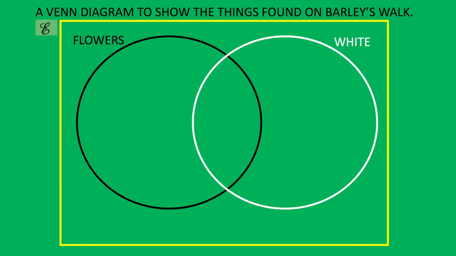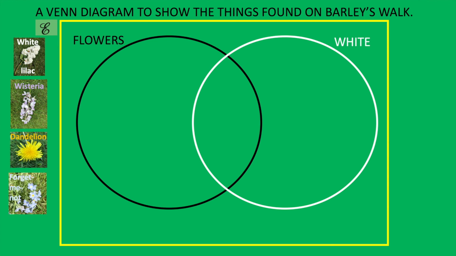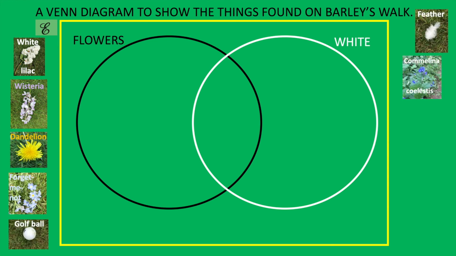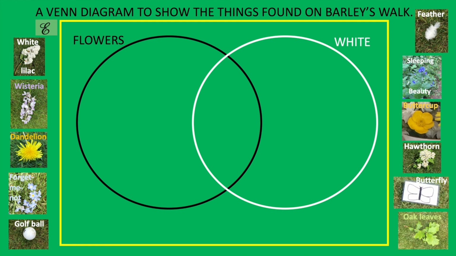So a reminder of the items Barley found: white lilac, wisteria, dandelion, forget-me-not, golf ball, feather. I looked up the one I didn't know and it's called Commelina coelestis, and as that is a bit of a mouthful, I discovered somewhere else it's called Sleeping Beauty. A buttercup, hawthorn, butterfly and oak leaves. Pause the video here and try sorting them yourself.